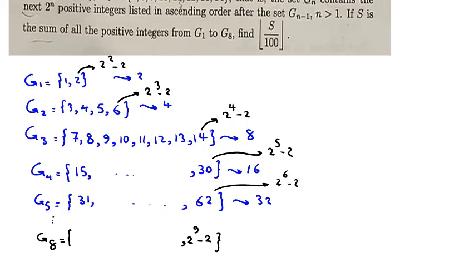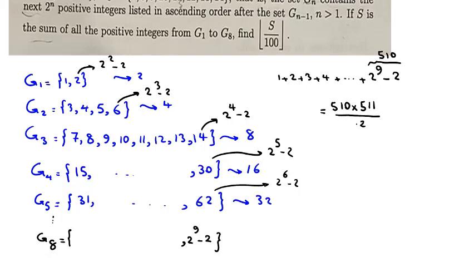And now, because it says add up all the numbers, we should add 1, 2, 3, 4, all the elements up to what? 2 to the power of 9 minus 2. 2 to the power of 9 is 512. It will be 510. So if we use the formula, 510 times 511 over 2.